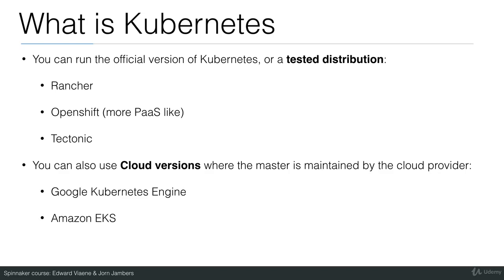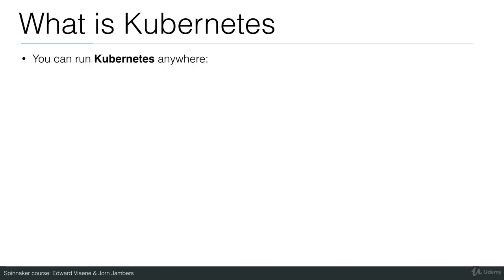Amazon EKS, which is still in preview, Q1 2018, but is expected to become generally available at some point. It's the hosted Kubernetes version of Amazon. And then you have Azure AKS, same story there, will become generally available at some point, also the hosted version.